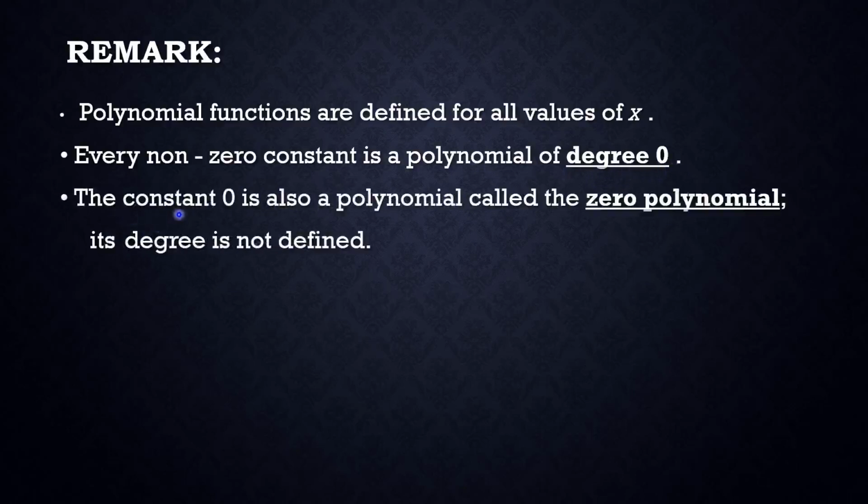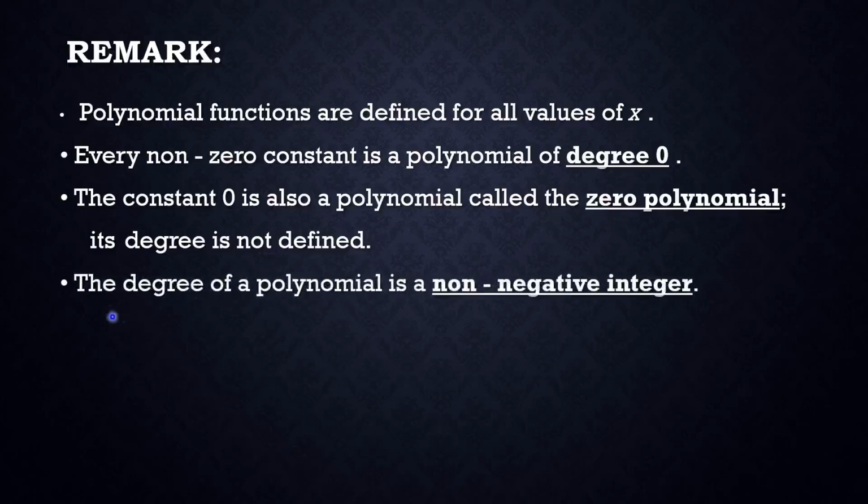Next, the constant 0, that is, the constant value 0, is also a polynomial called the zero polynomial. So if there is no constant term at all, we can call it the zero polynomial. Its degree is not defined. So we cannot define a degree for it. That is infinity. Next, the degree of a polynomial is a non-negative integer. So the degree of a polynomial can only be a non-negative value.